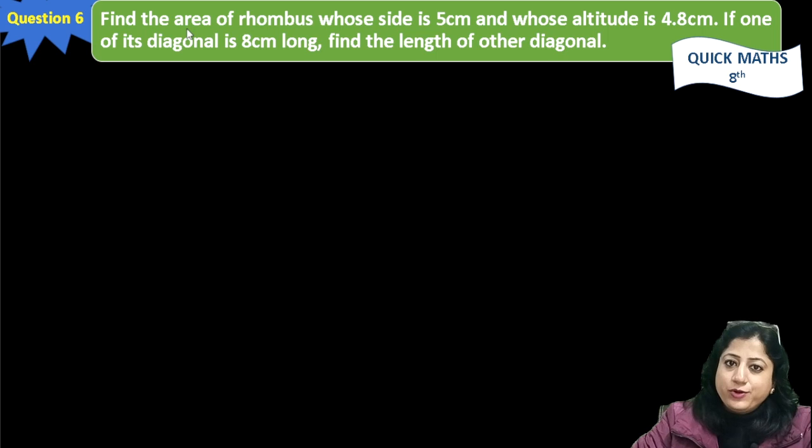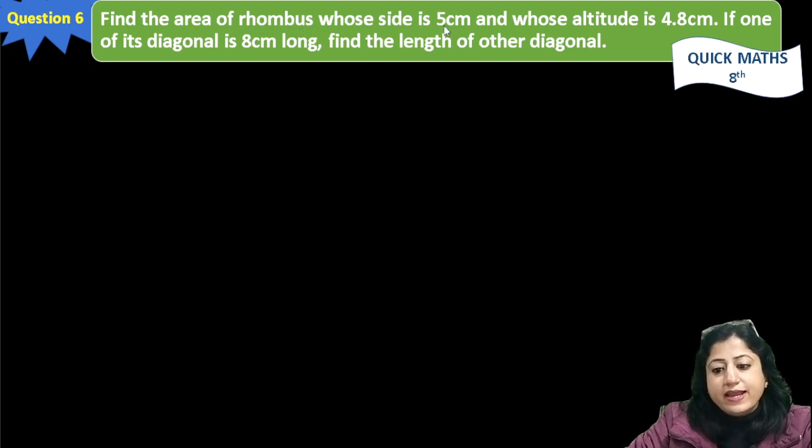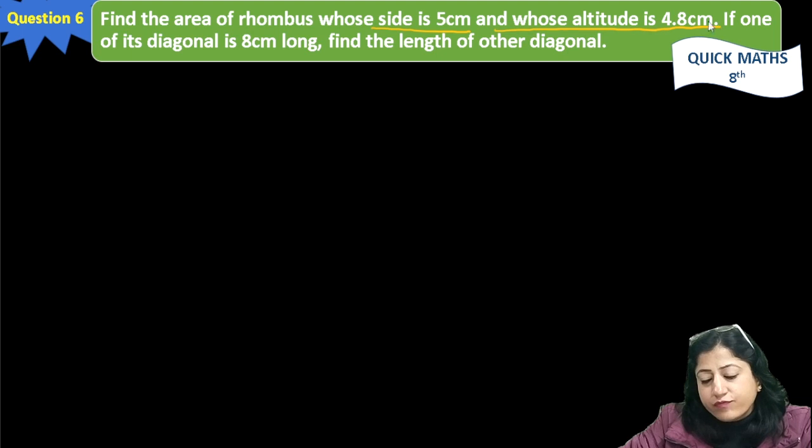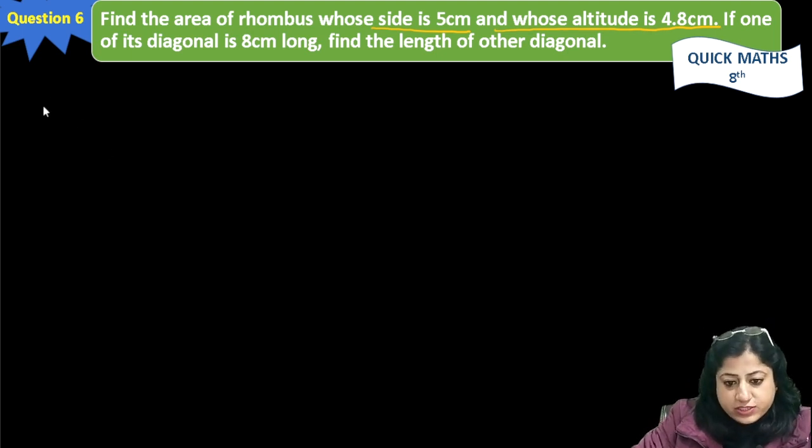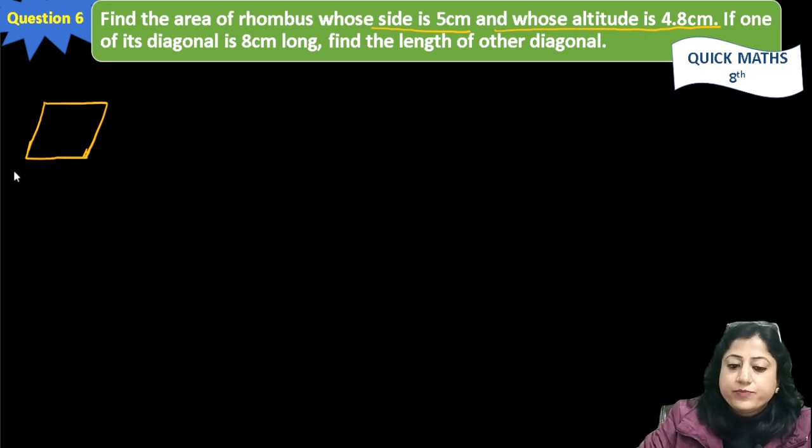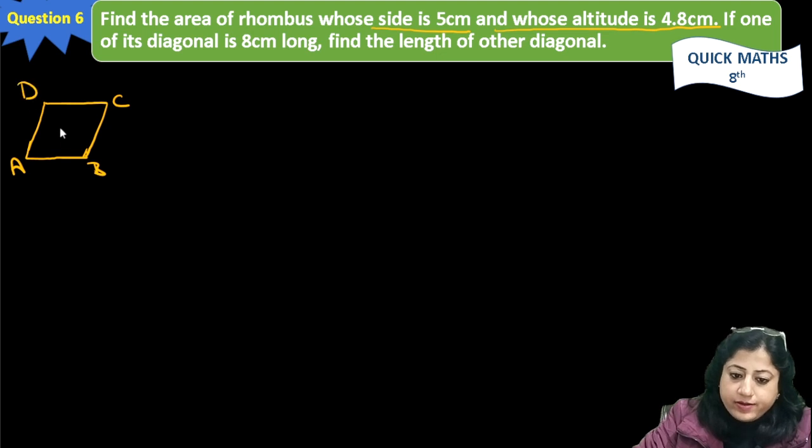Exercise 11.2, question number 6. Question is, find the area of rhombus whose side is 5 centimeter, whose altitude is 4.8 centimeter. First we will draw the rhombus. This is the rhombus. Let it be A, B, C and D.